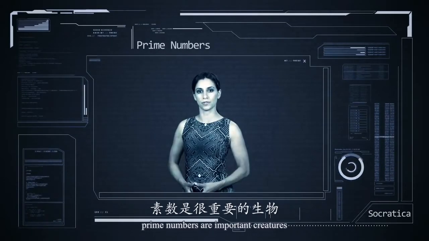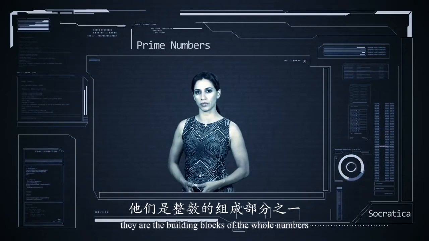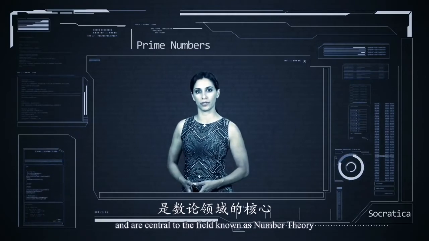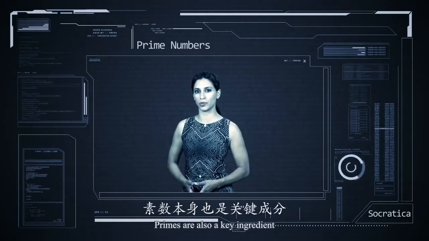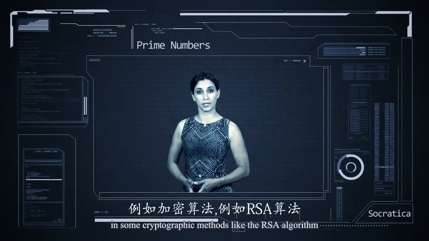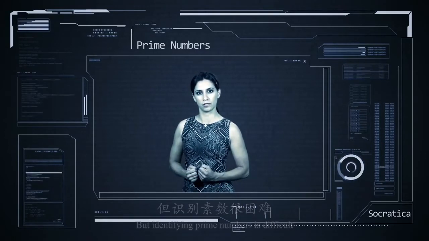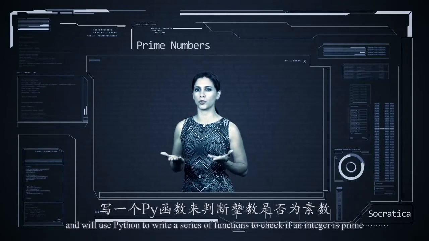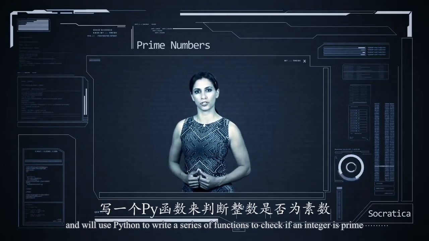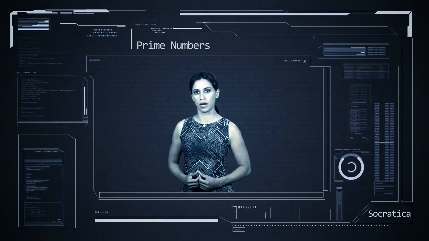Prime numbers are important creatures. They are the building blocks of the whole numbers and are central to the field known as number theory. Primes are also a key ingredient in some cryptographic methods like the RSA algorithm. But identifying prime numbers is difficult. Today we rise to the challenge and will use Python to write a series of functions to check if an integer is prime. I hope you're ready for the main event, because it's prime time.